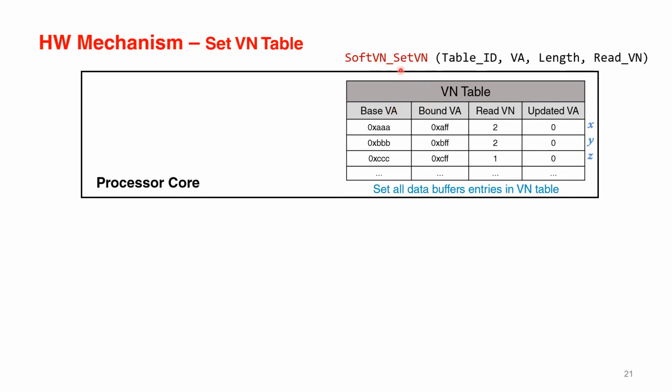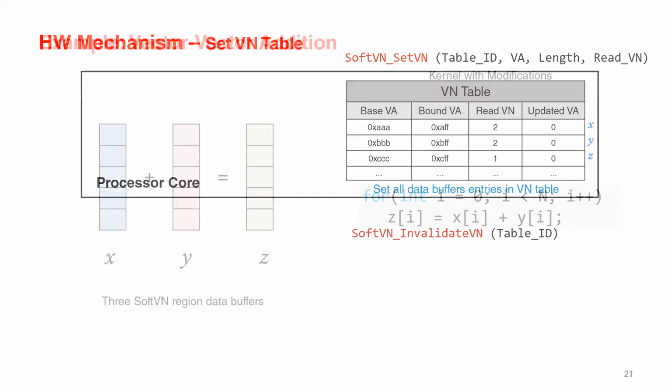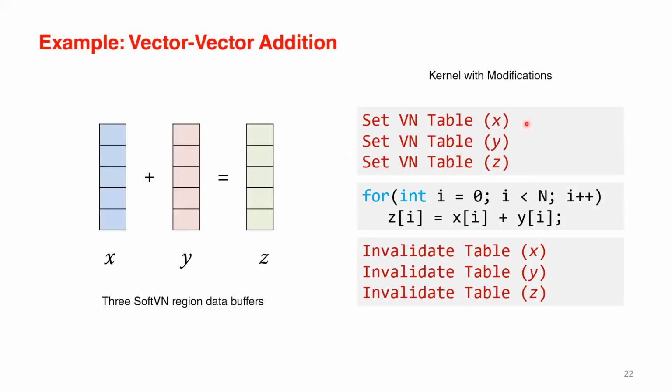And SoftVN proposes new hardware instructions that will allow us to set these VN table entries for different data buffers. SoftVN also provides a new instruction to clear up the VN table when it's no longer needed, for example, at the end of a kernel. And the VN table has a fixed number of entries like 16, and it's searched through on a memory read to any of these buffers. So with the VN table, the modifications to the kernel will look like this. There will be instructions at the beginning and end of the kernel, but nothing inside the loop. It's more efficient.